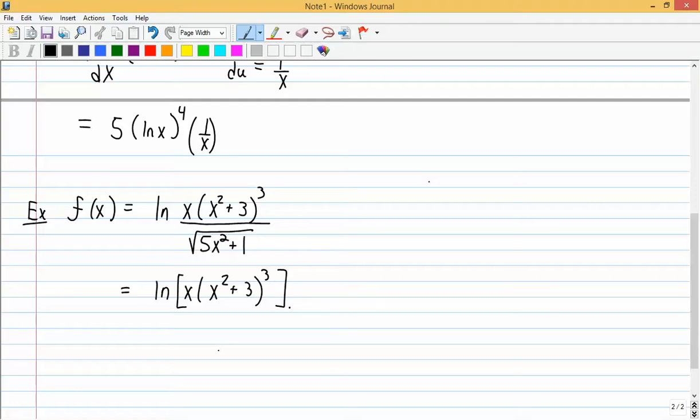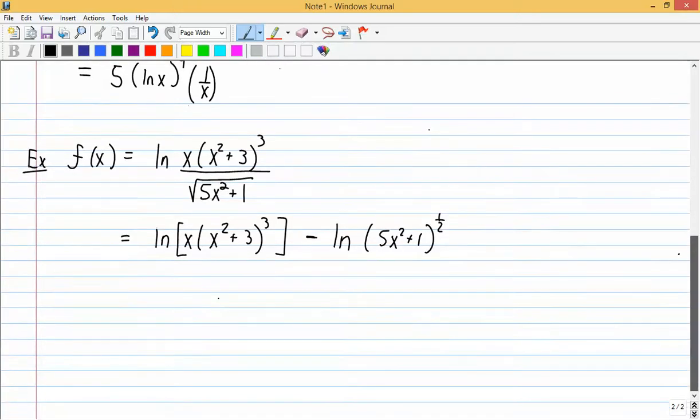Alright, and if I'm applying the quotient rule, there's the numerator, so minus the natural log of the square root, and let's go ahead and write that as a power. So 5x squared plus 1 to the 1/2 power. Now we're not done applying logarithmic properties. That was the first property, the quotient rule, always, if you have a quotient.